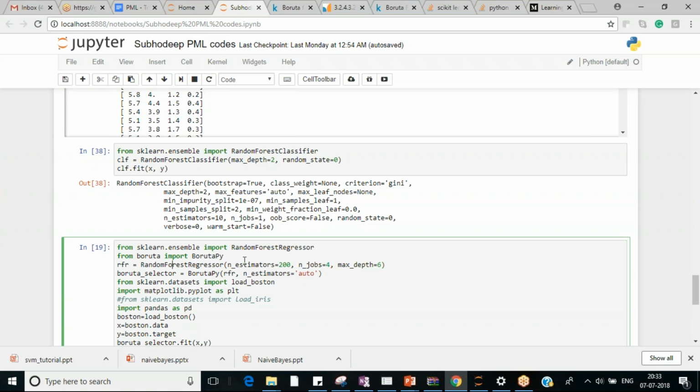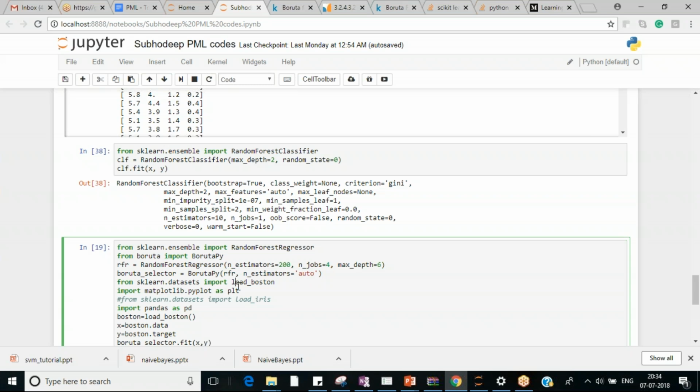Okay, so you are storing this particular information in this model, and then what you're doing is creating a new object called the Boruta selector, which runs BorutaPy with the RFR model. So this is the model which you want to fit. If I change this depth, it will change here. And n_estimators is auto. It doesn't take the n_estimators of the random forest that you told it, because it will do its own. You can also not specify this as auto, and it will take it from the random forest.